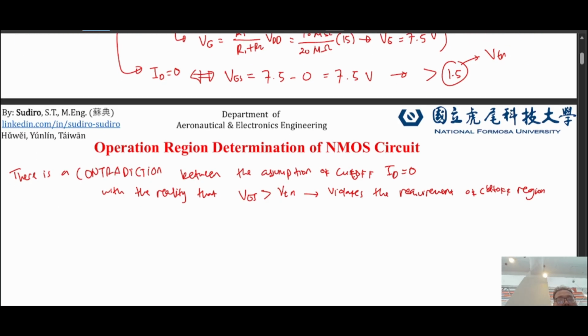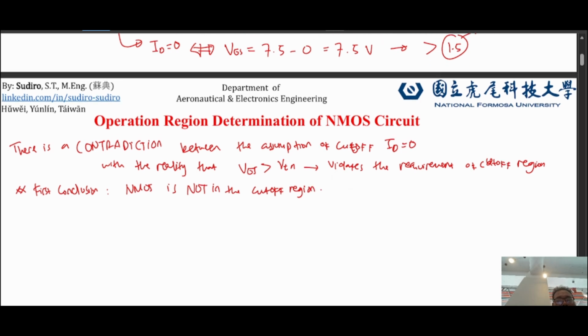Okay, so the first conclusion, not the final conclusion actually, is that the NMOS is not in the cutoff region. It can be in the triode region or saturation region, but we will examine under this. But in this case, the first conclusion is NMOS is not in the cutoff region. So it can be in the triode or saturation.